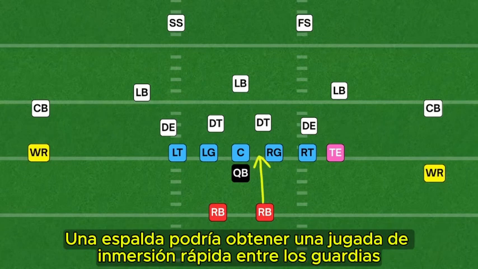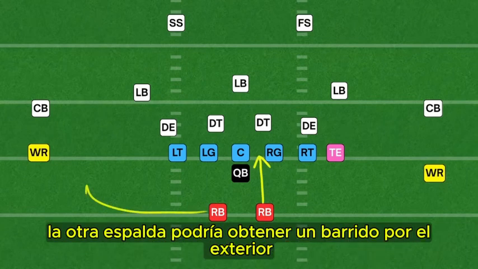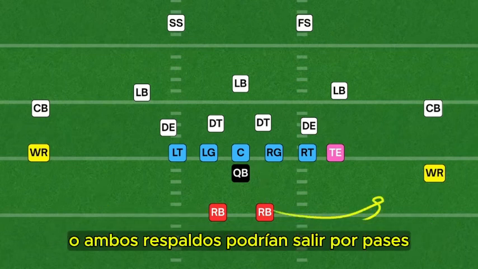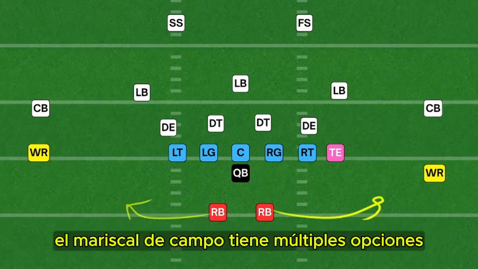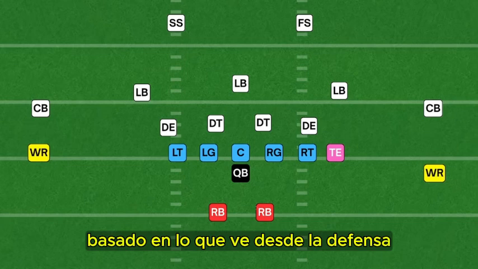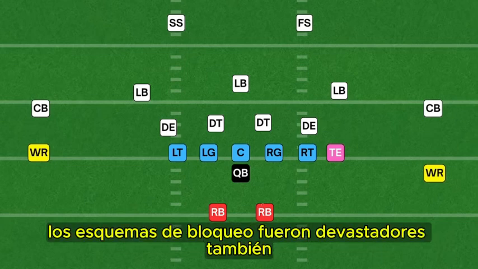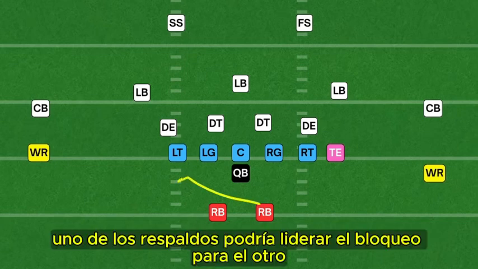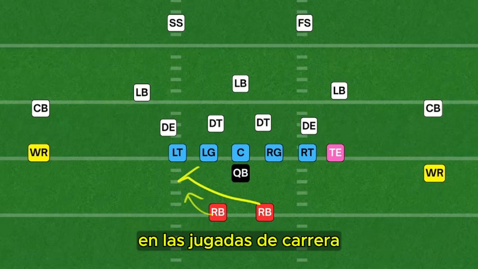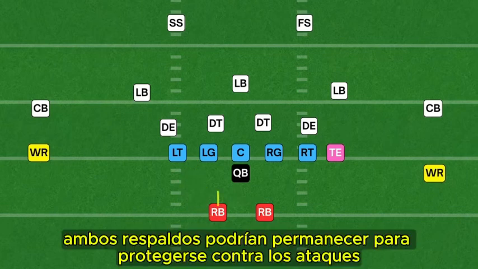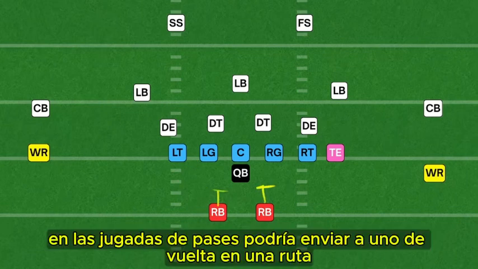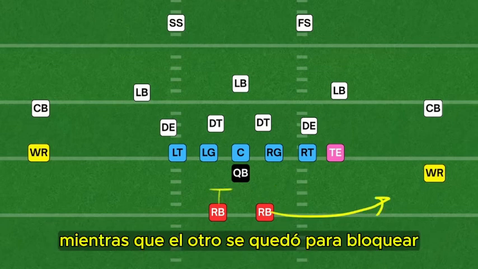One back could get a quick dive play between the guards, the other back could get a sweep around the outside, or both backs could go out for passes. The quarterback has multiple options based on what he sees from the defense. The blocking schemes were devastating too. One back could lead block for the other on running plays. Both backs could stay in to protect against blitzes. On pass plays, you could send one back out on a route while the other stayed in to block.